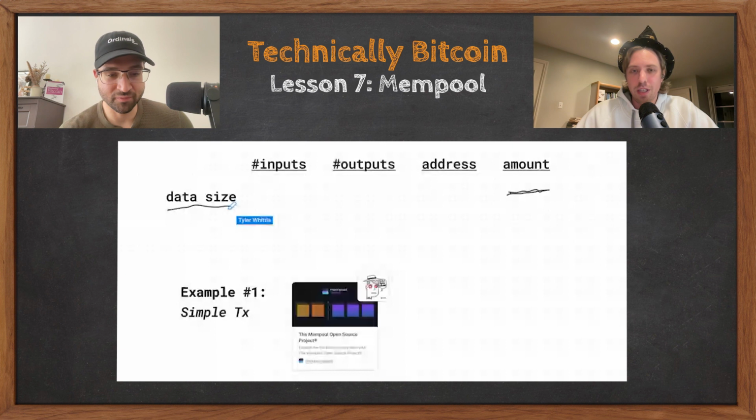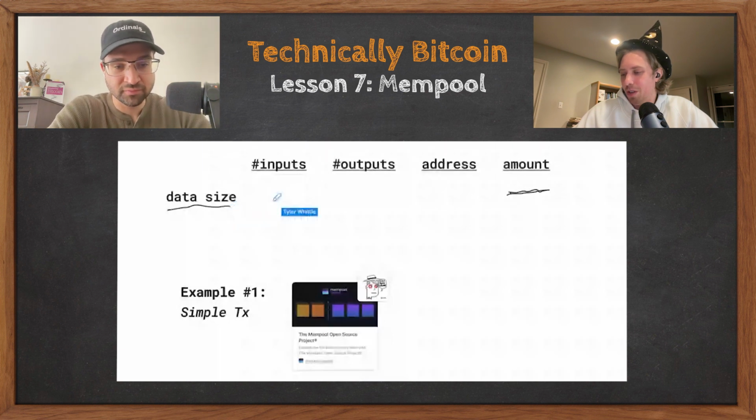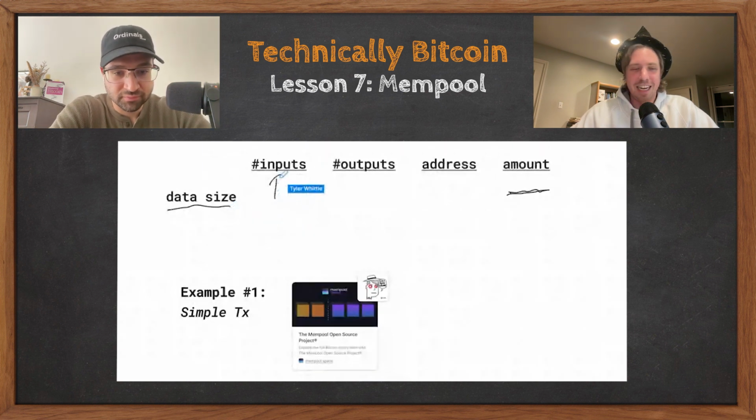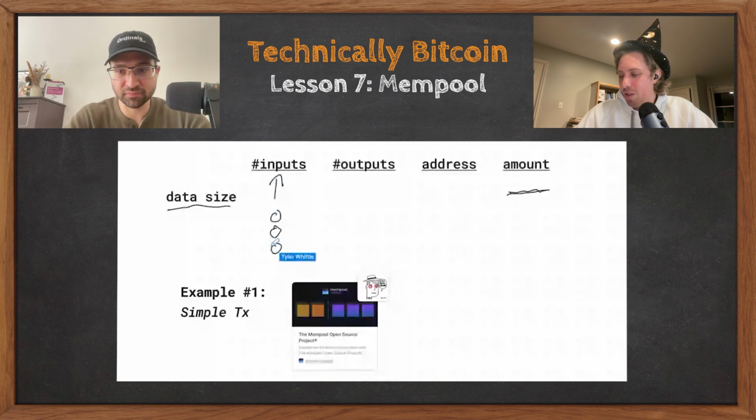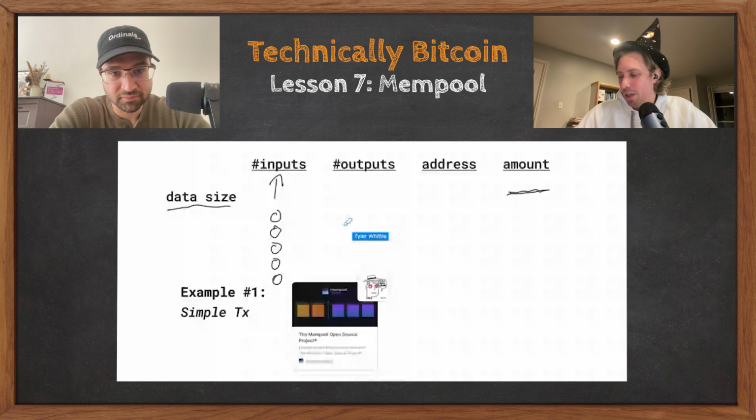So the first thing that will cause data size to go up are the inputs to your transaction. As the number of inputs go up, the data size of your transaction is going to go up. And the reason is because, and we'll look at an example later, if we have a transaction that, let's say, has 5 UTXOs and you're sending them all to this one over here.